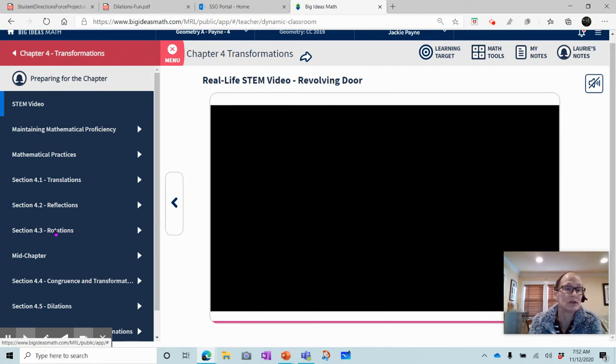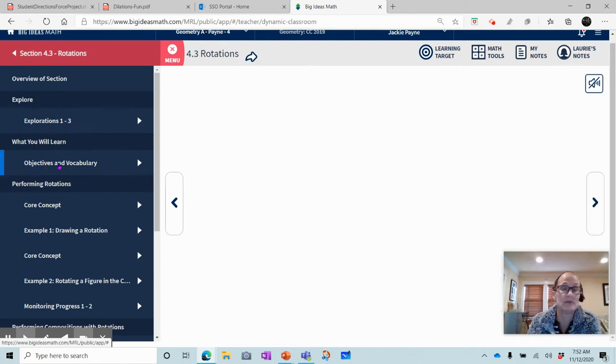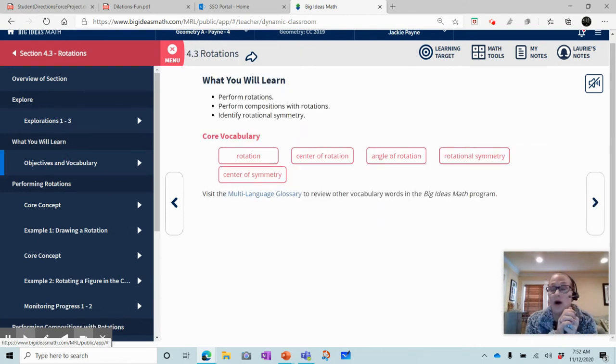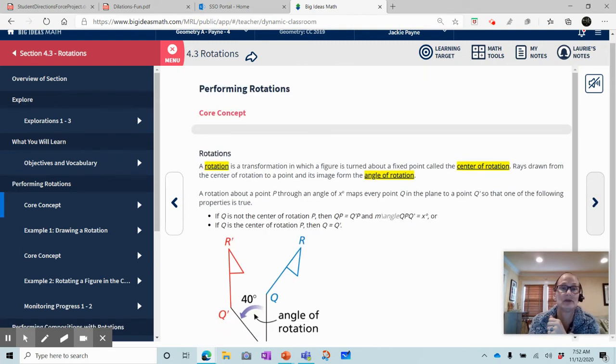So the first thing we're going to do is look at some of our vocabulary. So hopefully at the end of this 15 or 20 minutes, you're going to perform rotations, perform compositions with rotations, in other words, do the numbers, and of course, identify rotational symmetry, which some people get right away and some people have to practice a little bit more. The things we'll talk about are the center of rotation, the angle of rotation, rotational symmetry, and the center of the symmetry. I know for a fact you all know examples of symmetry.